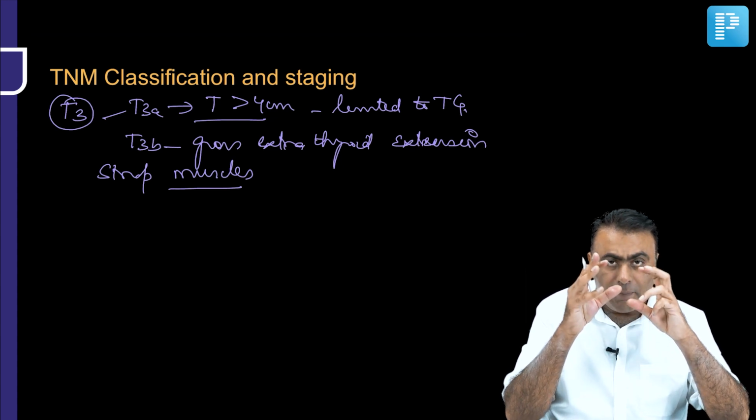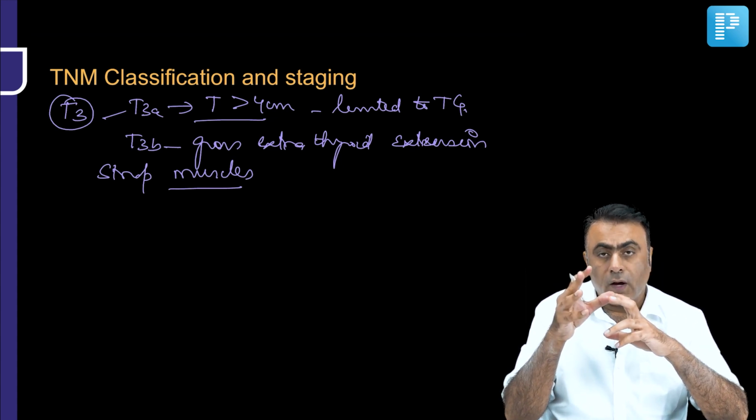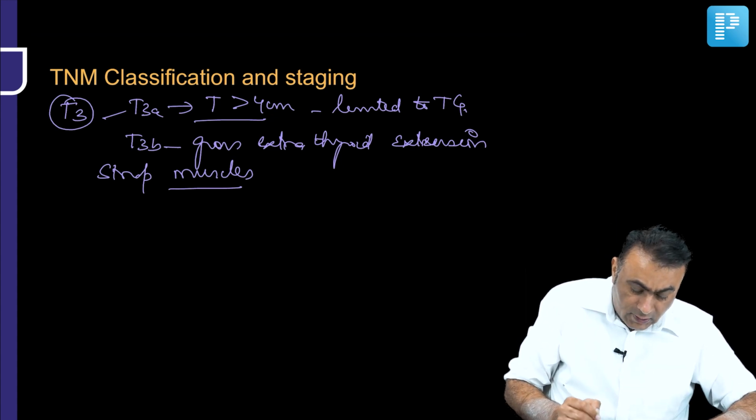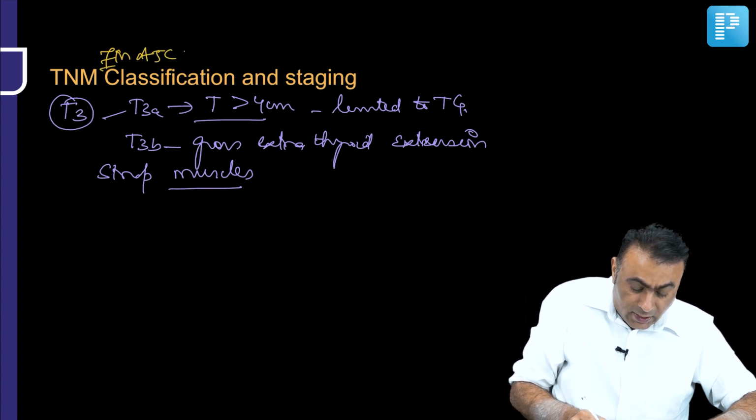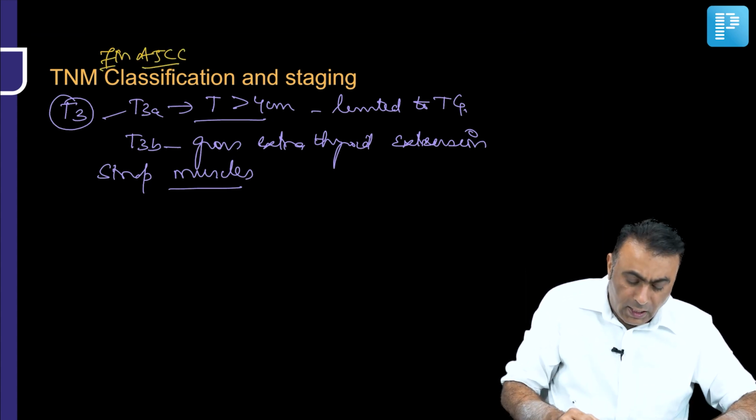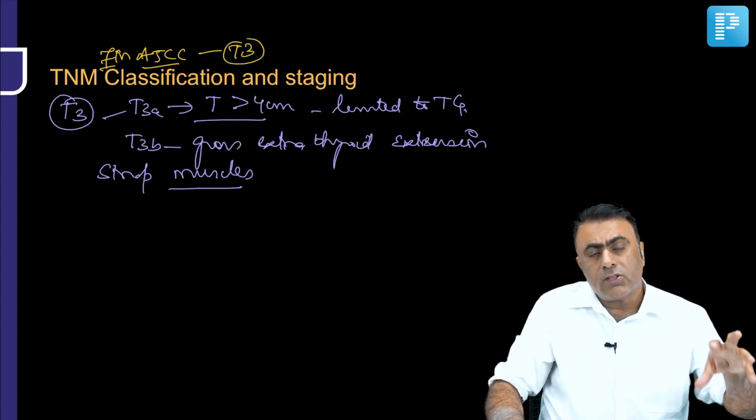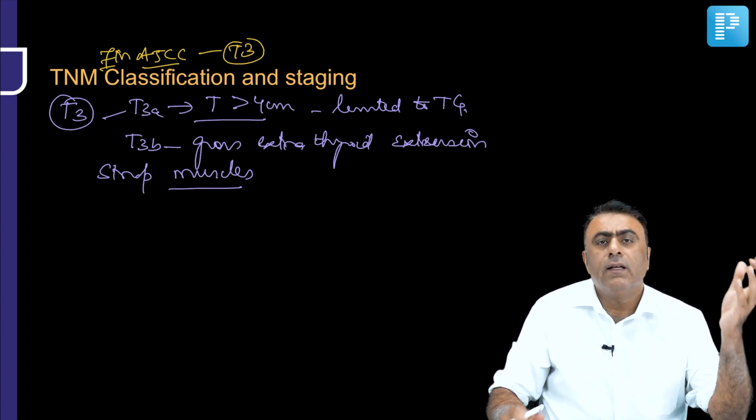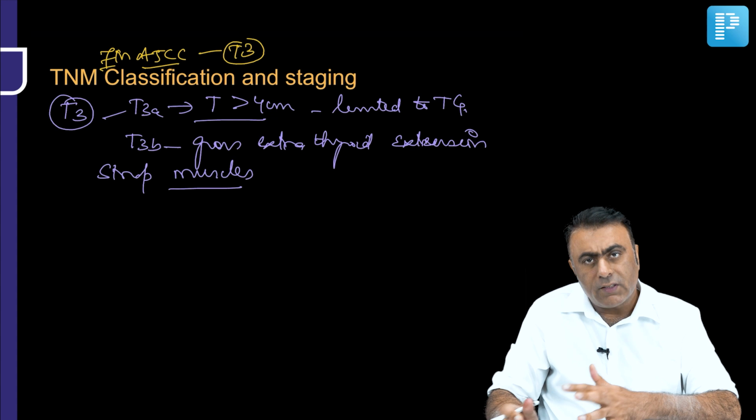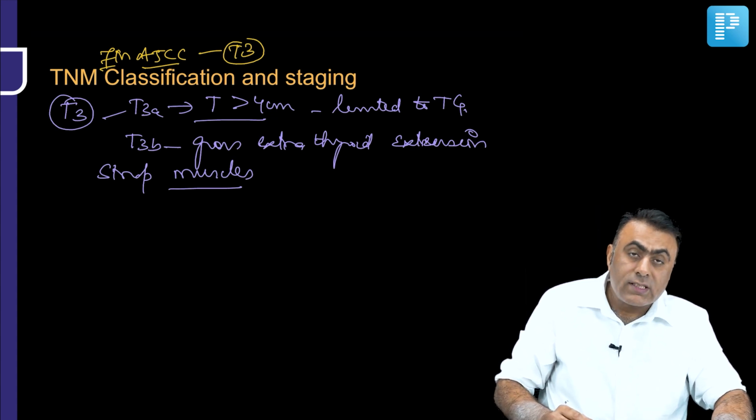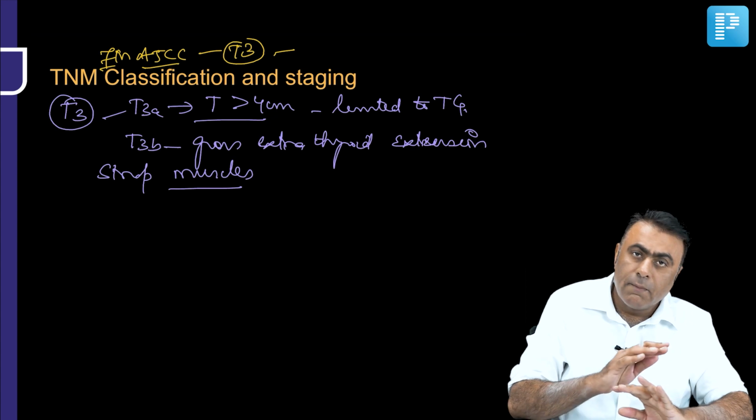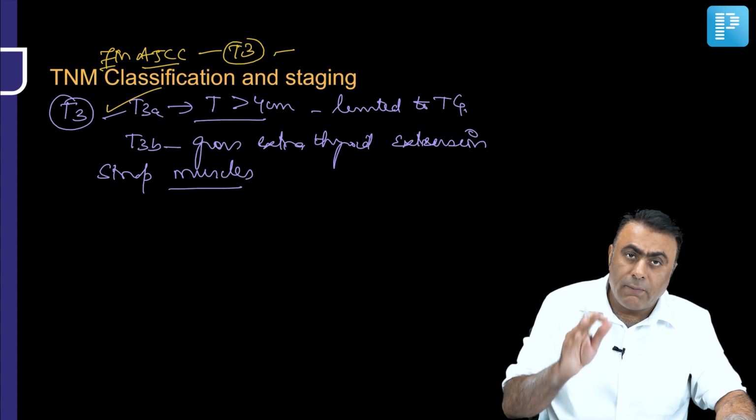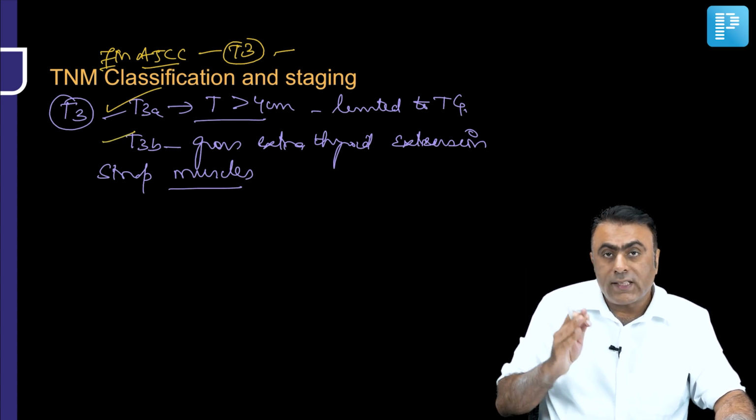Now, why I've been telling this is important is that this is different from the 7th AJCC classification TNM staging. In the 7th AJCC classification, there was no T3A, no T3B, it was just T3, no A or B. And it was a tumor more than 4 centimeters in size with a microscopic or minimal extrathyroid invasion. So more than 4 centimeters in size with microscopic or minimal extrathyroid invasion, that was T3 as per the 7th AJCC classification. But now we don't have that microscopic or minimal invasion. Now it is T3A, more than 4 centimeters, limited to the gland, or T3B, gross extrathyroid extension into the strap muscle.